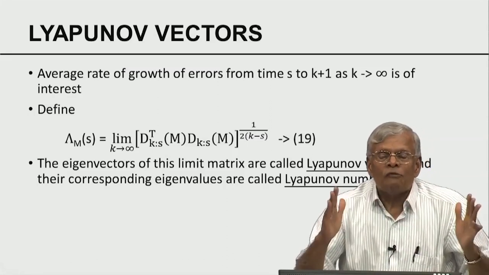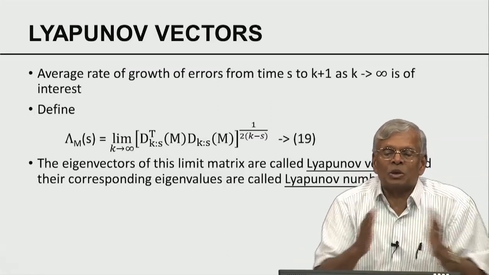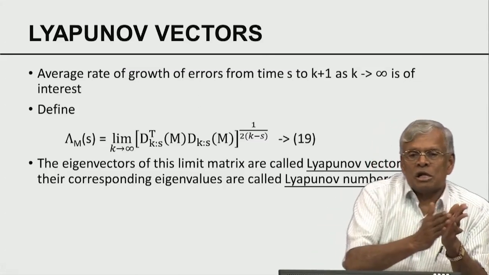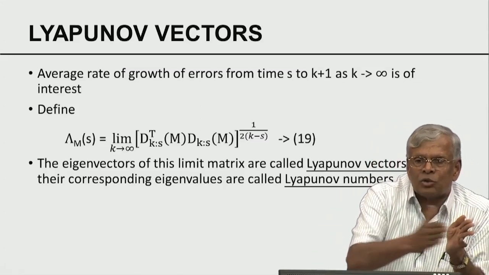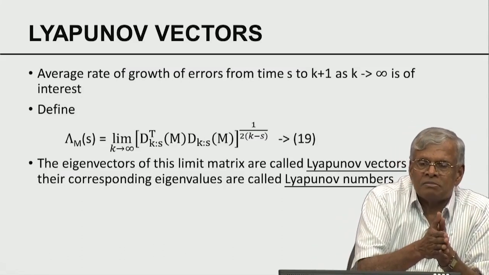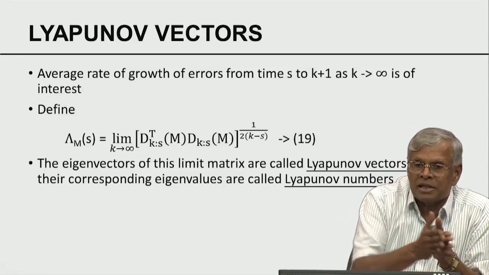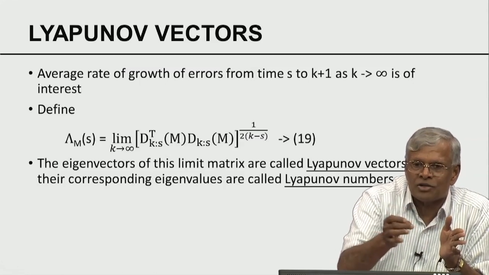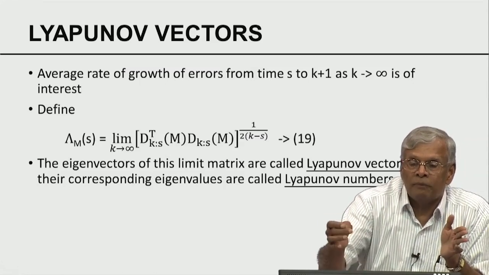So what is 4 days? 4 days is the predictability limit. So what does it mean? Today I am going to make a 1 day forecast, 2 day forecast, 3 day forecast, 5 day forecast. The error in the 1 day forecast is there but smaller. The error in the 2 day forecast is slightly larger. The error in the 5 day forecast is more.